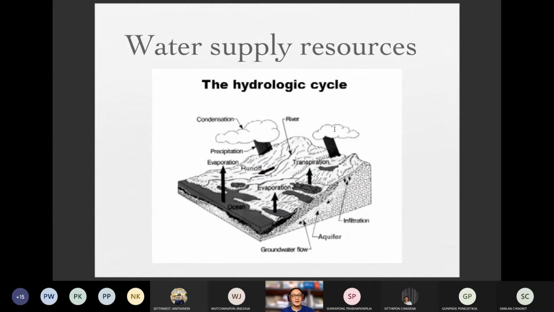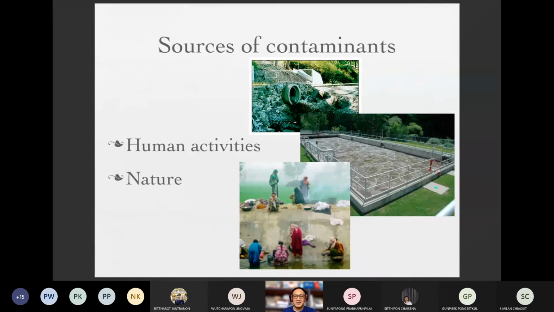Hydrological cycle. You have studied this cycle intensively in the hydrology course. So I think you quite understand the cycle of water on our Earth. The source of contaminants. There are two major sources of contaminants. The contaminants could come from human activities, and they could also come from nature.